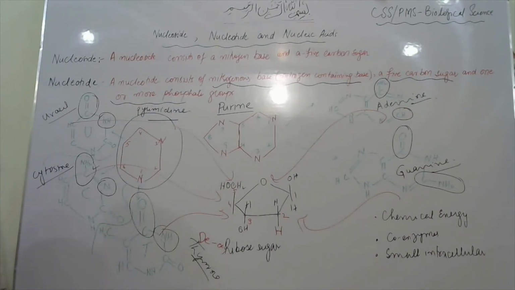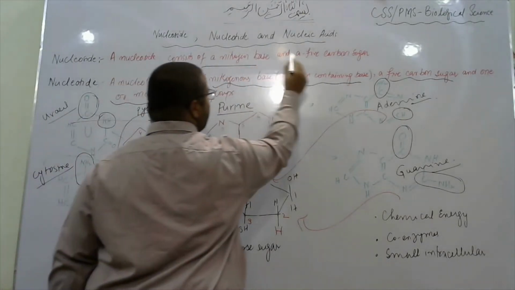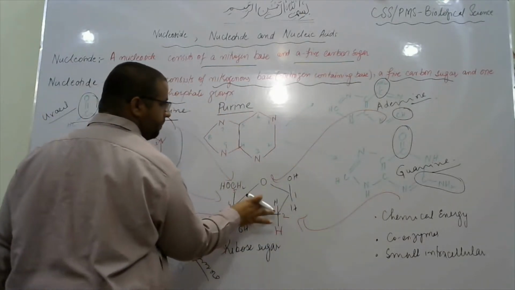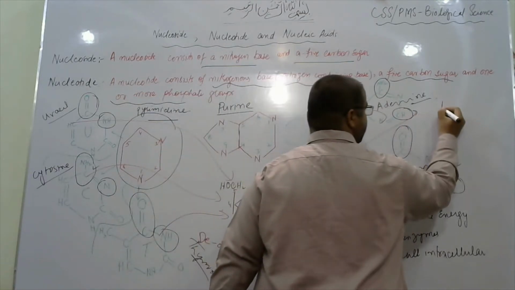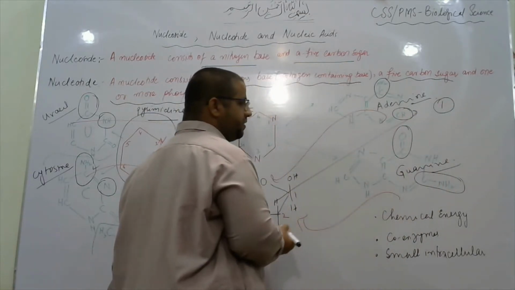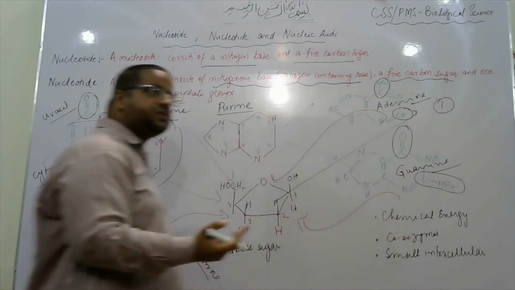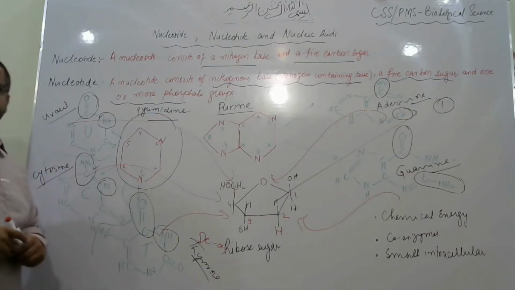So what I have defined is that a nucleoside consists of a nitrogenous base and a 5-carbon sugar. This is the 5-carbon sugar. When it attaches to adenine, it forms one type of nucleoside, the adenine nucleoside. When this sugar attaches to guanine, it forms the guanine nucleoside. Then there is a third additional component, that is, a phosphate group.